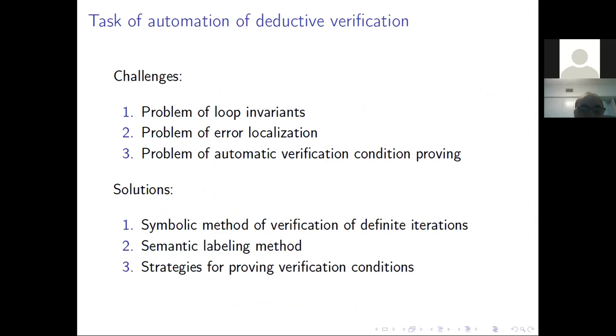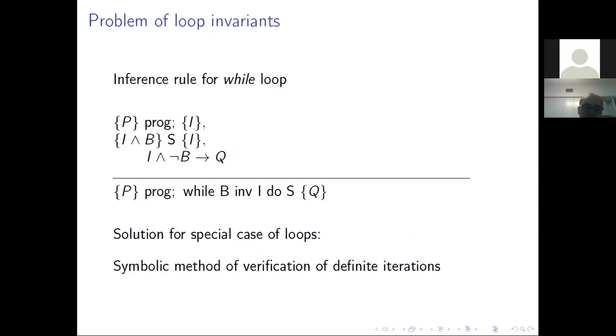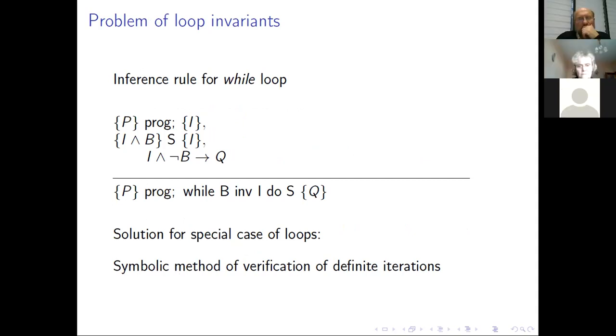Our goal is automatic deductive verification of C programs, but it is a too complex goal. The main challenges are the following: the loop invariant problem, the error localization problem, and automatic verification condition proving. We use a set of methods to solve these problems. Let us consider the problem of loop invariants.